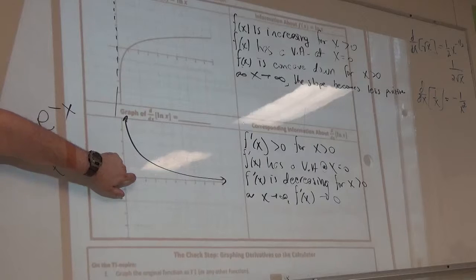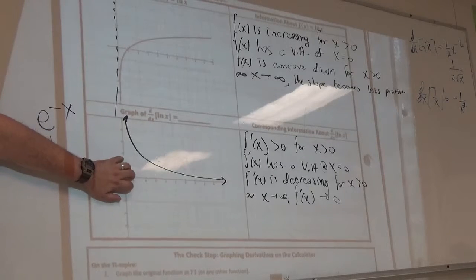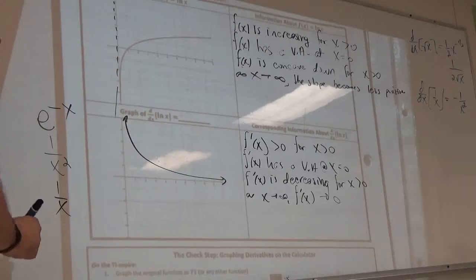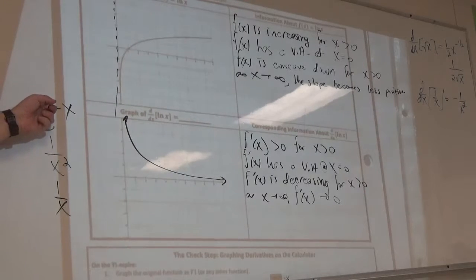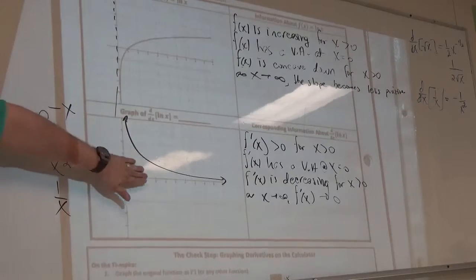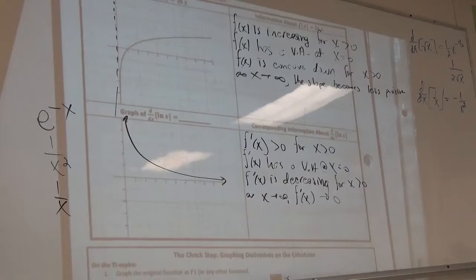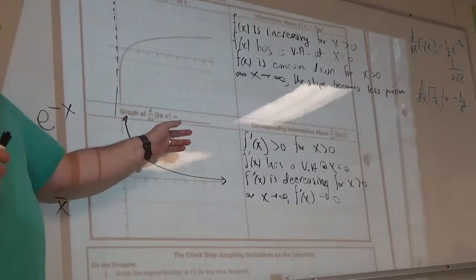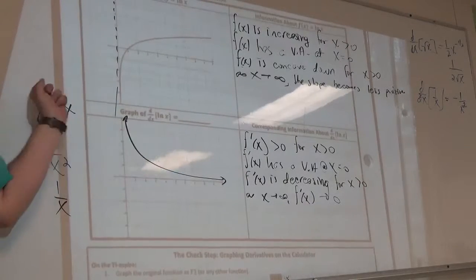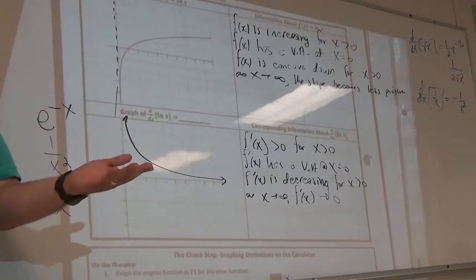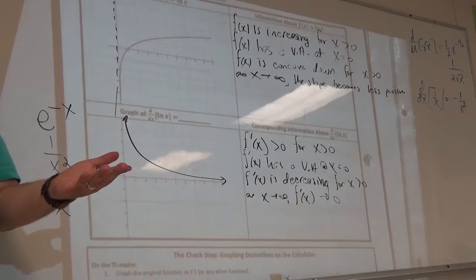There's a reason I push for parent functions all the time. Eunice, what's the other one? 1 over x. But you guys all agree that all three of those parent functions have this kind of behavior? This looks familiar? Now I will tell you that the derivative of the natural log of x is one of these three. I will not tell you which one. Not all three, because all three are a little bit different.